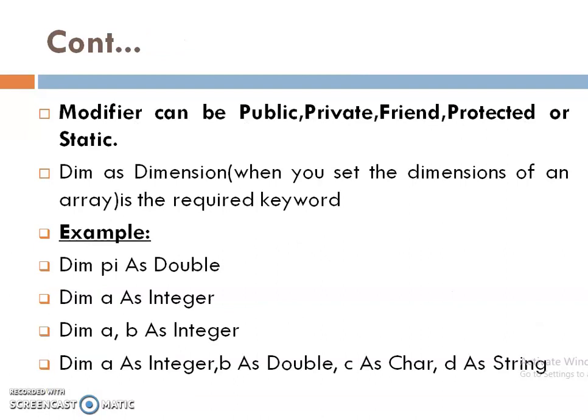Modifier can be public, private, friend, protected or static. We use Dim, the full form of which is dimension. When you set the dimension of an array, it is the required keyword. Now, examples to declare variables in VB.NET are: Dim pi As Double, Dim a As Integer, Dim a, b As Integer, Dim a As Integer, b As Double, c As Char, d As String.